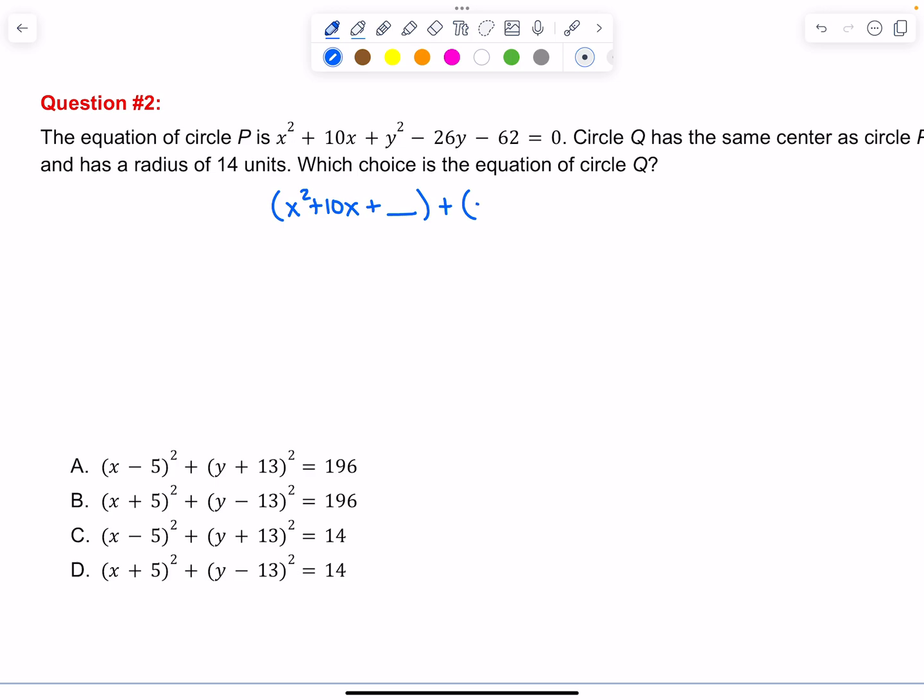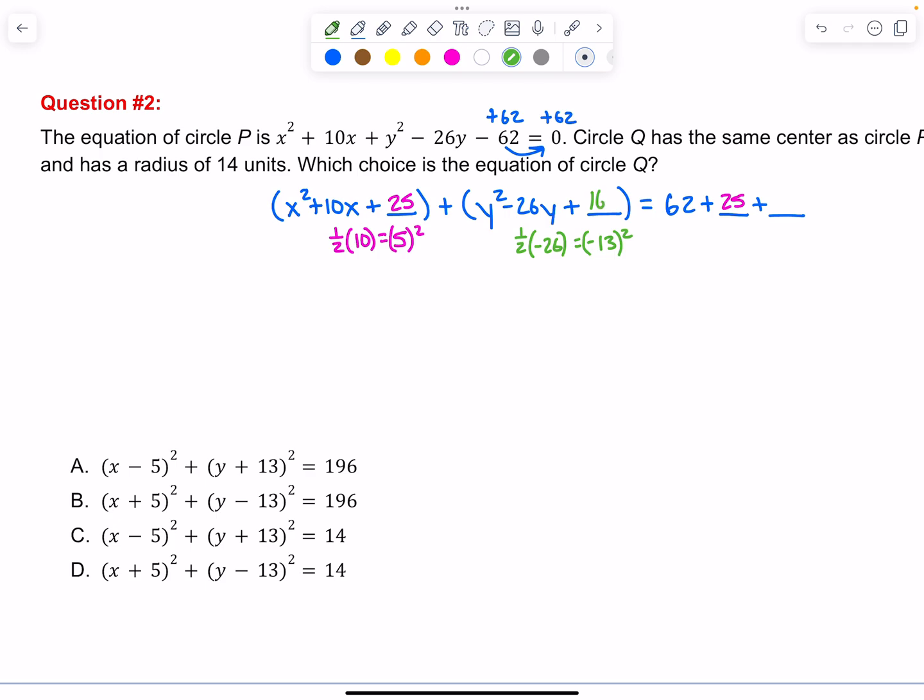Then group the y terms, so y squared minus 26y, and then leave room to complete the square. Move the 62 over, so I'm going to have to add it to move it to the other side since it's subtracting. So I get 62, and I've got to add that to the other side. So then to complete the square, we take half of the middle term, so half of 10 is 5. And then square that, and we get 25. Then half of the middle term again, so half of negative 26 is negative 13, but negative 13 squared is 169. So add that to the left and the right.